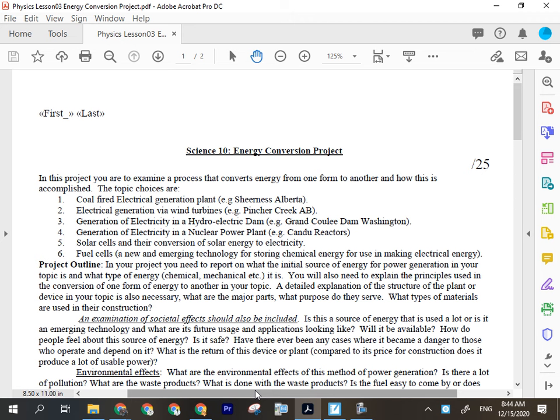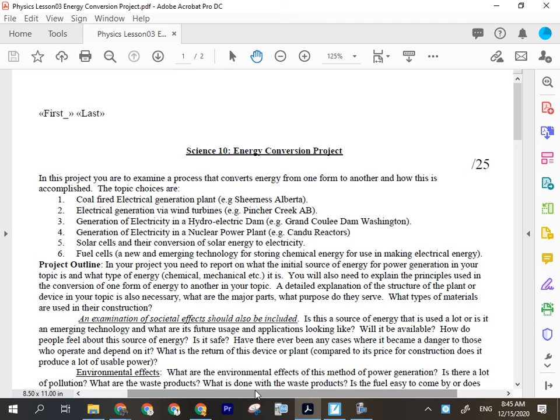and how this is accomplished. Topic choices could be the generation of electricity from coal, which we do a lot of in Alberta. One example would be the Sheerness coal plant, which they've actually shut down recently, I think. Or any place where they generate electricity using coal. Electrical generation via wind turbines, like they do in Pincher Creek. There's also some out by Carbon. There's a fair amount of wind generation in Alberta. I think it represents now about 6% of our electrical grid in Alberta, somewhere in there.